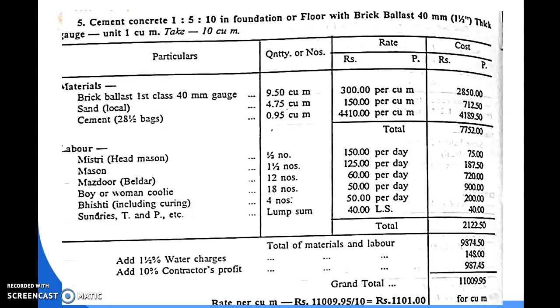Then the total cost of material is equal to 2,850 plus 712.50 and 4,189.50. It is equal to 7,752. It is the material cost.